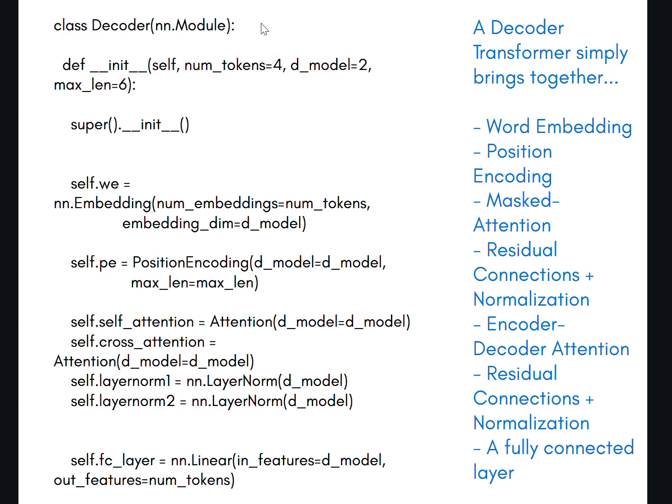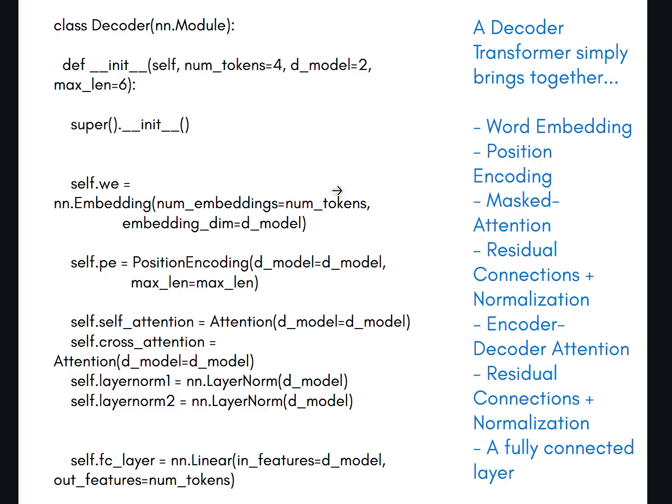So let's look at the class decoder. Again, what are the parameters that we are passing? Num tokens equals 4, d_model 2, and max length equals 6. This remains the same. We are defining the embedding and positional encoding. So what is the difference that we are going to see between the encoder and decoder? In the decoder you'll have a masked attention, right? Self attention was in the encoder; you have a masked attention in the decoder part of it.